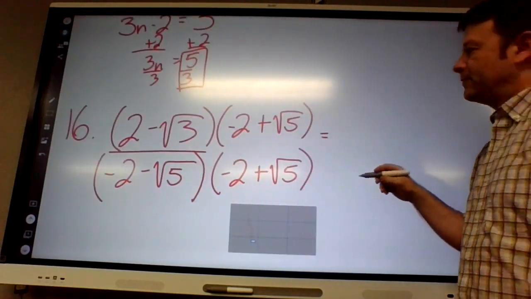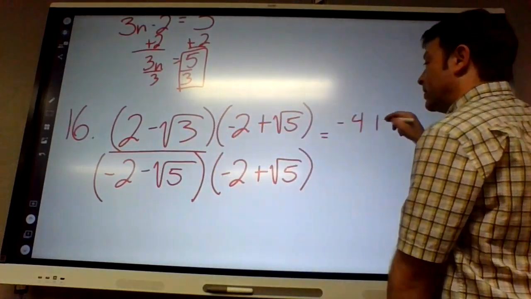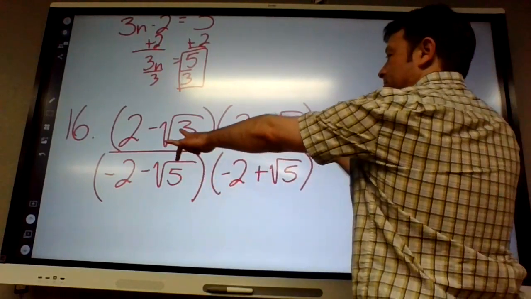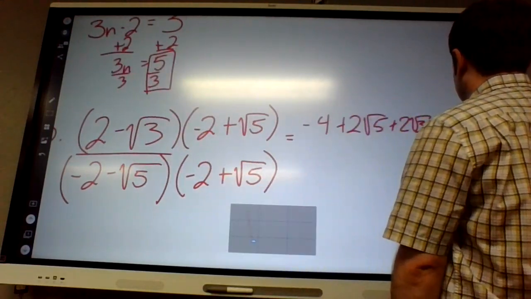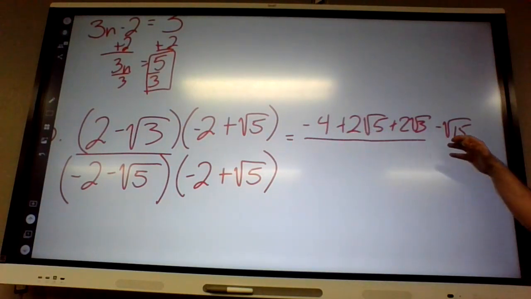So the top, first on the top is -4. Outside is 2 square root of 5. Inside is plus 2 square root of 3. Last is negative square root of 15. Actually looks like the calculator can't do this one because that doesn't simplify. Calculators aren't quite that good. Normal ones aren't. I'm sure there's good enough ones out there, but they're illegal on the ACT.